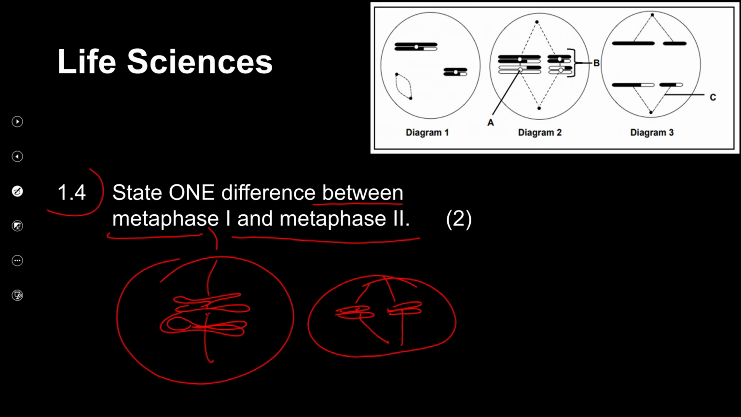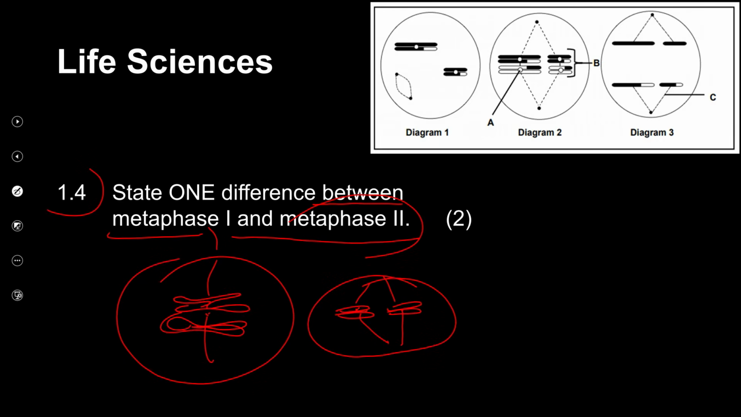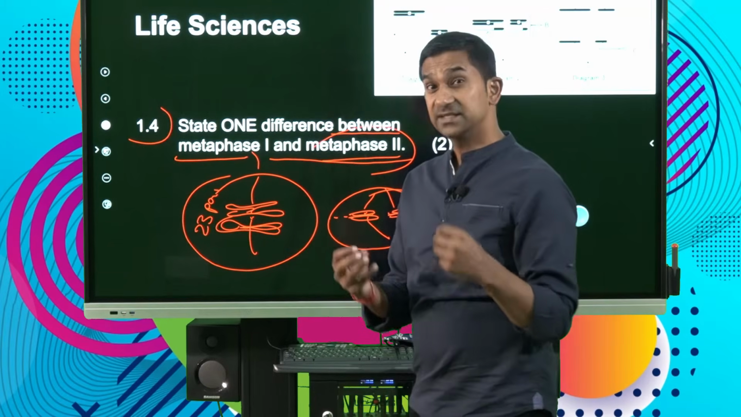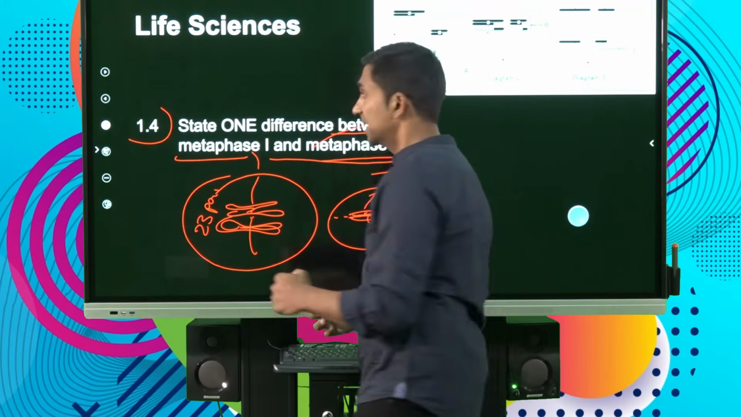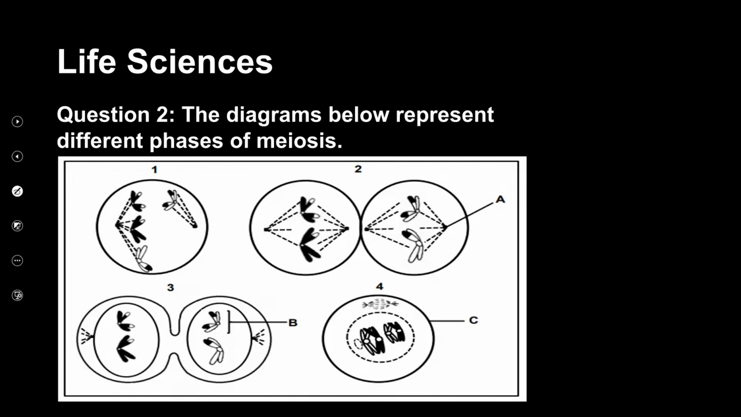And so the difference is that in metaphase 1 there's a pair of chromosomes that have met along the equator, whereas in metaphase 2, you now have single chromosomes, one from each of the pair, arranged along the equator. So in a human cell, you would have 23 of these aligned along the equator in metaphase 2. However, in metaphase 1, you will have 23 pairs of them aligned along the equator. And that's the significant difference between metaphase 1 and 2. As I mentioned, that's the explanation to that question.